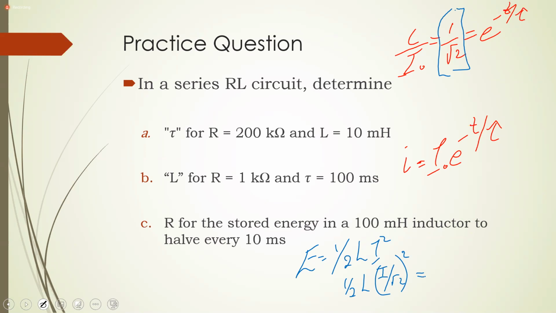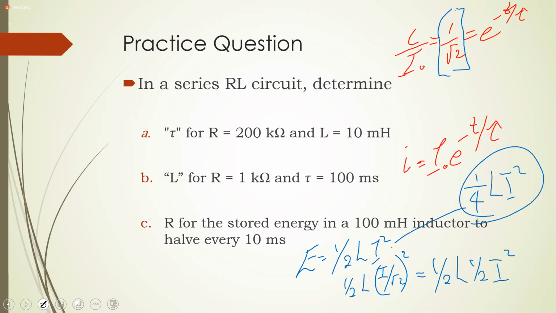So you have a half L, 1 over root 2 all squared is what? So that's a half. And then we have the I squared. What's a half times a half? A quarter. So we have a quarter L i squared. Isn't this a half of that? Oh, okay. Yes, all right.